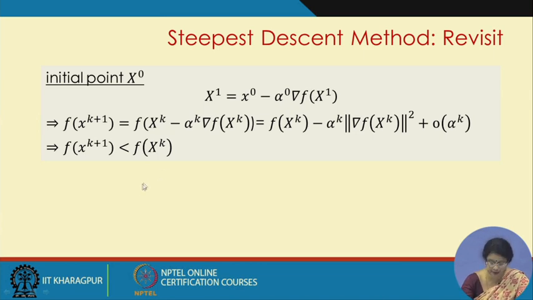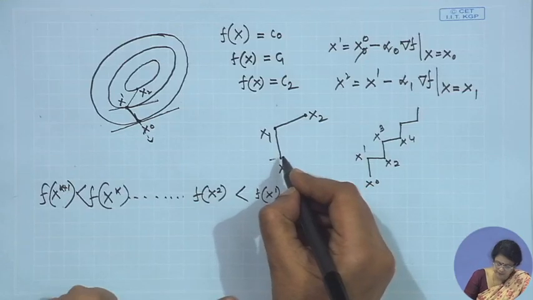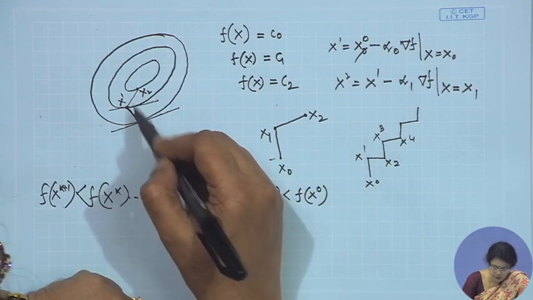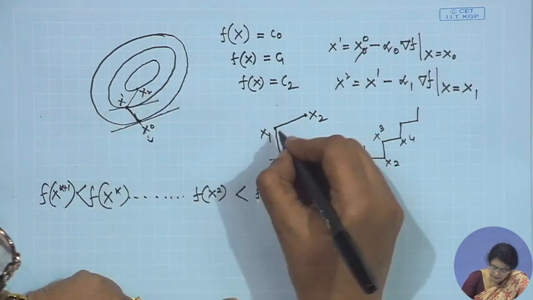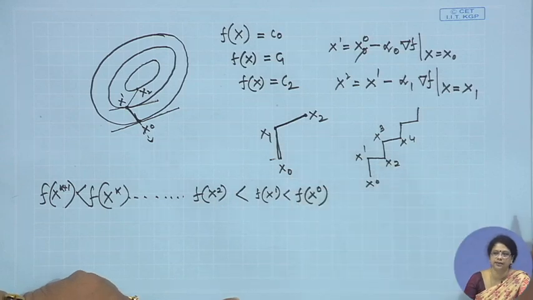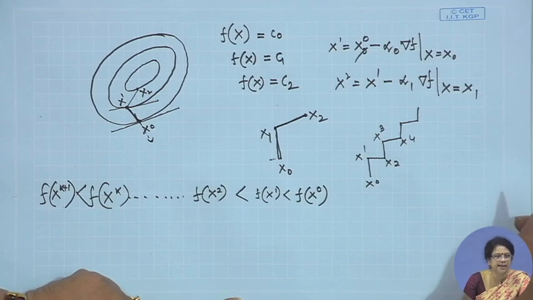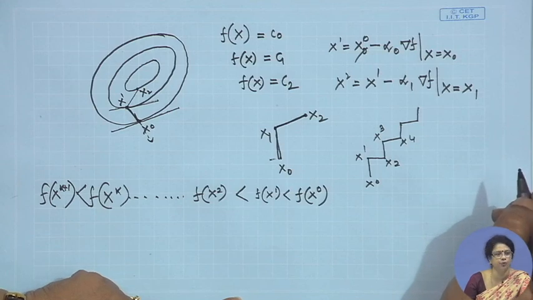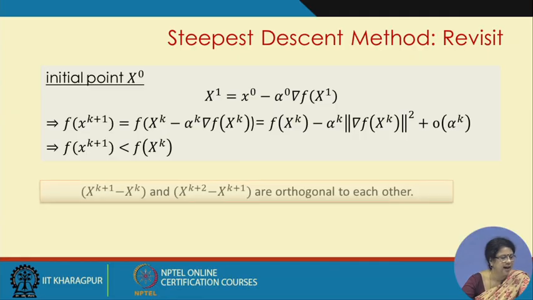What else can we say from here? Just look at the picture. We are moving from x0 to x1, x1 to x2. Now, here we can say that these two vectors are orthogonal to each other. Okay? This makes 90 degrees. That is why, if we consider the inner product of two vectors, always that will be 0. We can also prove that part. That is why in the next I am going to show you that x_{k+1} minus x_k and x_{k+2} minus x_{k+1} are orthogonal to each other.